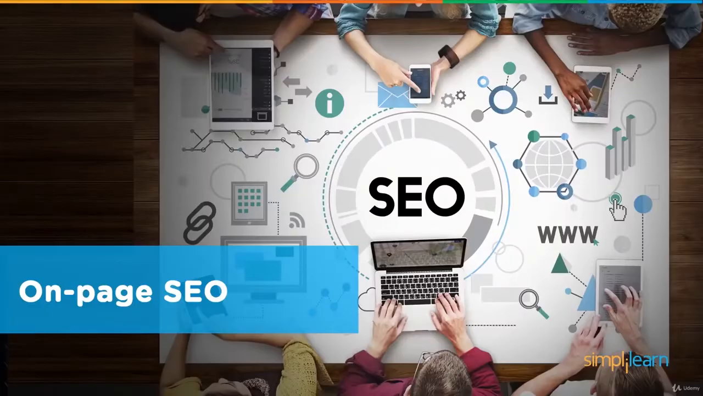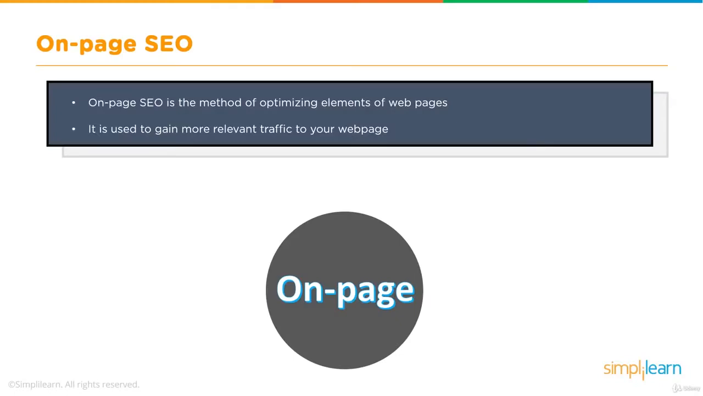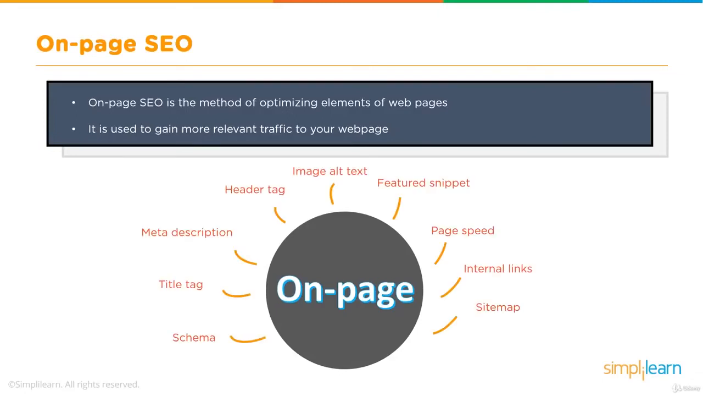So let's talk about on-page SEO. This is the first part of our SEO effort. We want to focus on on-page SEO first. On-page SEO is the method of optimizing elements of web pages. Remember, these are all the items we want to do on our website to be relevant for certain search queries. The idea is to make our web pages more relevant for specific search queries on search engines. There are a number of different elements on a particular web page that we want to manipulate or optimize, if you will, to be relevant for a search engine query.